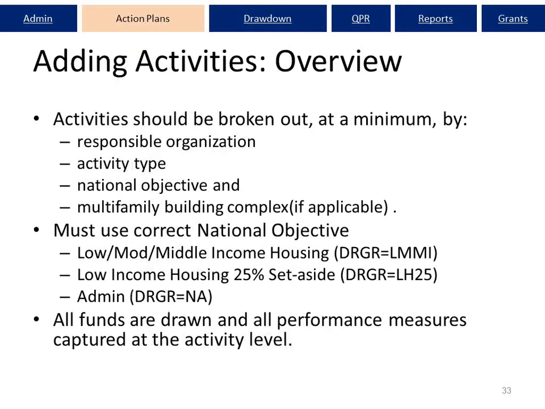So we talked about the typical reasons for breaking out an activity: responsible organization, activity type, national objective. If it's multifamily, we expect a separate activity for each complex. And the reason, again, for this is similar to what we talked about for single family. We're going to be checking low mod in multifamily the way they do with regular CDBG. It's based on that complex. What's the percent of low mod people in that complex? So it's not necessarily every address at a complex, but it is for the entire program.